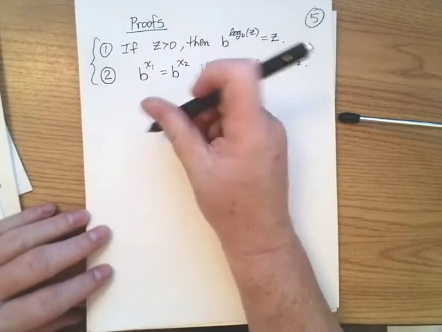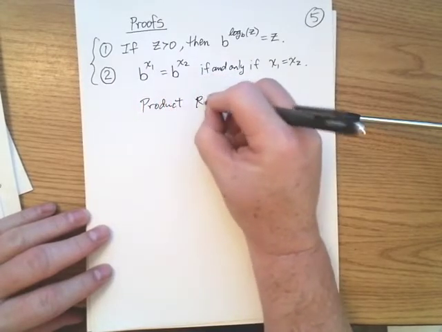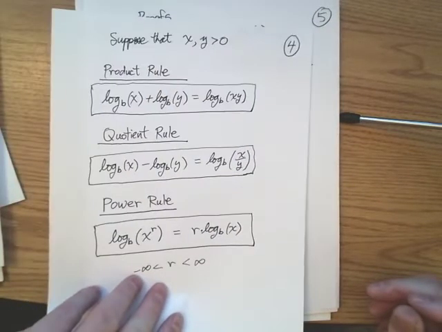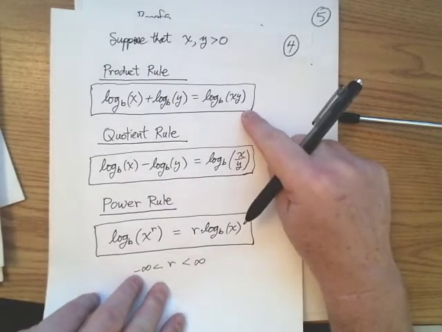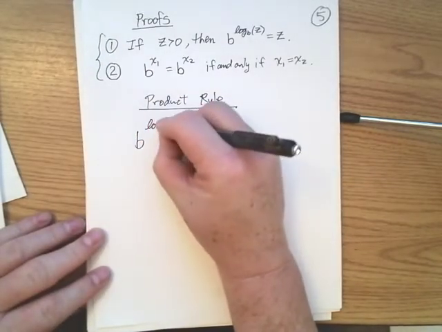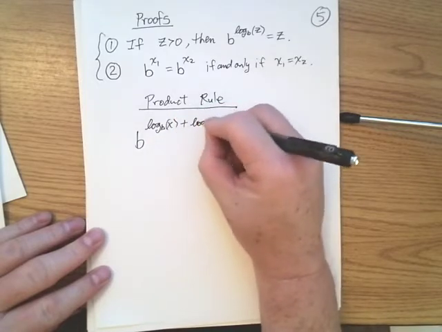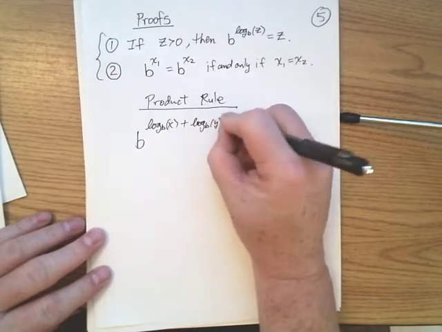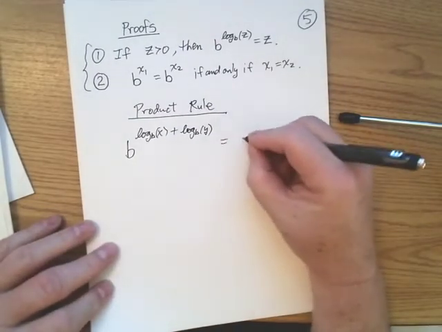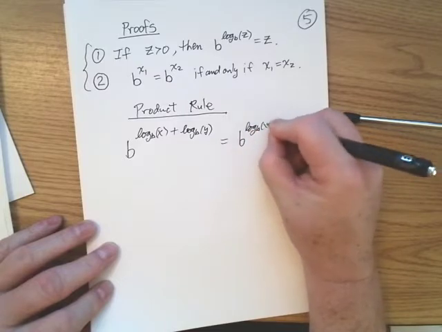Let's do the product rule now. Let's see how it goes. Remember, I'm trying to show that. I'm going to play a little trick here. Just suppose I take b and raise it to this power. Just a little something I'm going to do. Well, I could do this.